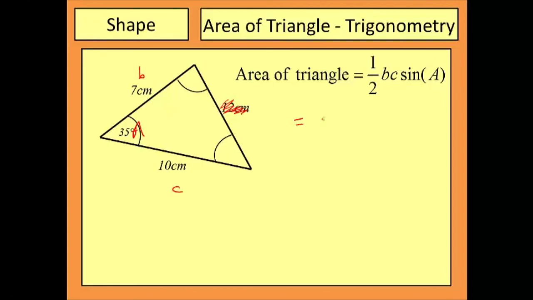So the area of the triangle is equal to a half times 7 times 10 times the sine of angle A, which in this case is 35 degrees. When I plug all of this into my calculator, I'm going to get a final answer of 20.1 centimeters squared. And just be careful not to forget your units because you are calculating an area.